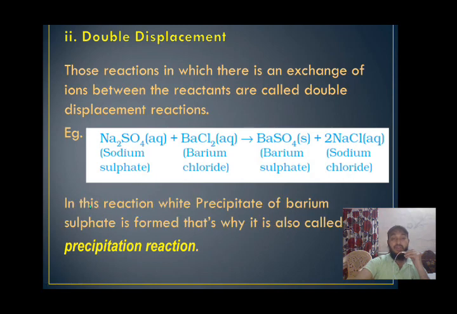Now in this reaction, as you can see, barium sulfate is formed. This barium sulfate is a white precipitate. I told you already what a precipitate is. A precipitate is a white insoluble solid formed during a chemical reaction, and as it is formed, it settles down at the bottom. This type of reaction where a precipitate is formed is called a precipitation reaction. So this reaction is an example of double displacement and also an example of precipitation reaction.